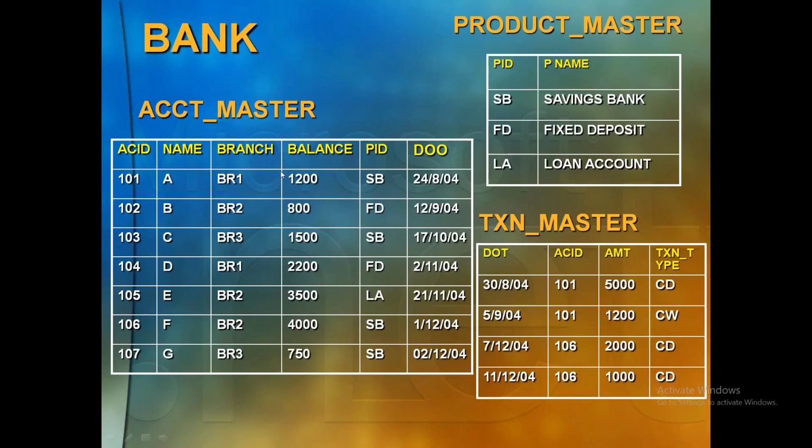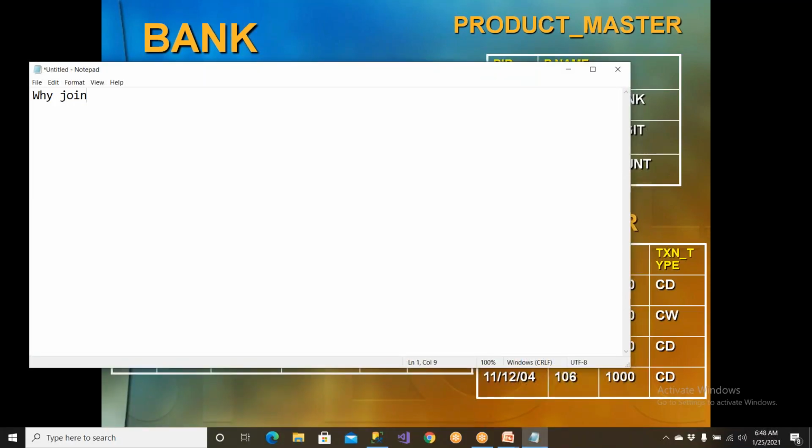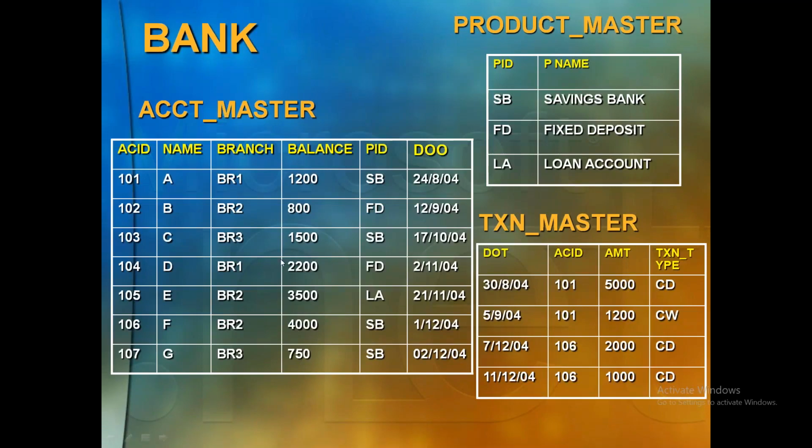Clear? So why joins? If you get this question from anybody, why joins? Why joins means I wanted to get the data from more than one table. If you need data from only one table, you can use select star from account master table. But my question is, I wanted to get the data from more than one table. So what do you mean by that?